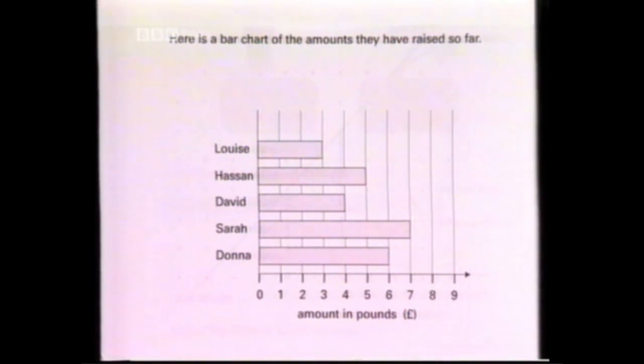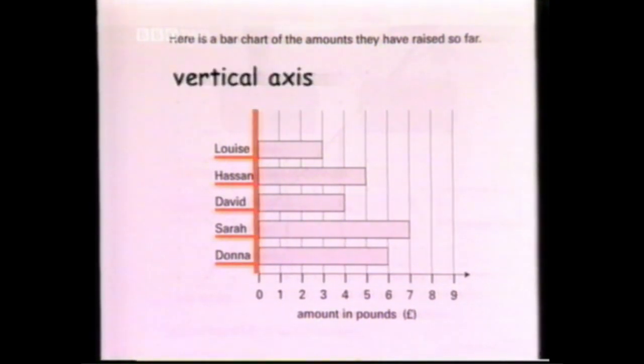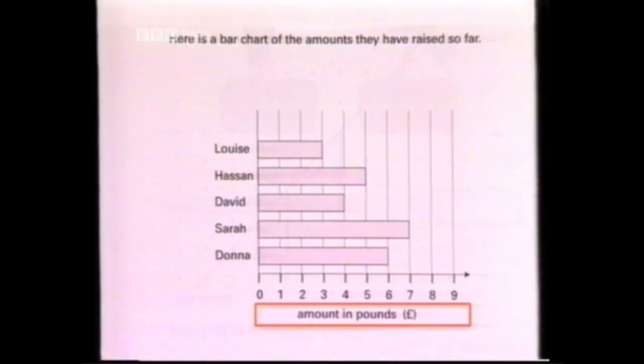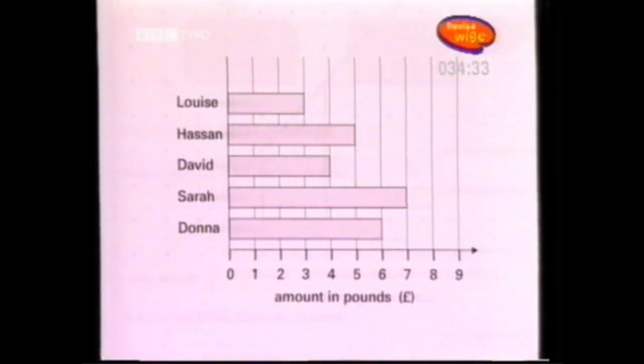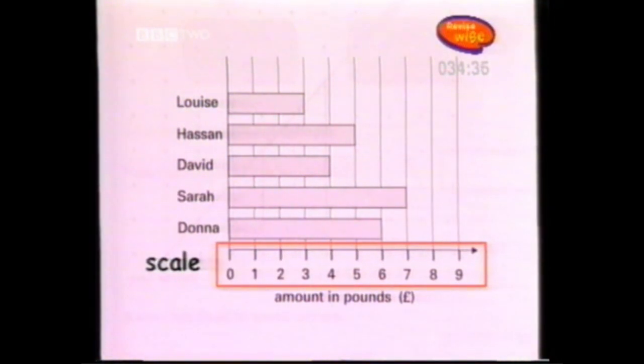Then it shows you the two things that the graph is comparing. The names of the children up the side, that's the vertical axis, and the amount of money in pounds that each of them has raised along the bottom. That's the horizontal axis. Another thing to watch out for is what each division along the horizontal axis is worth. That's the scale. In this case, 1 division equals £1.